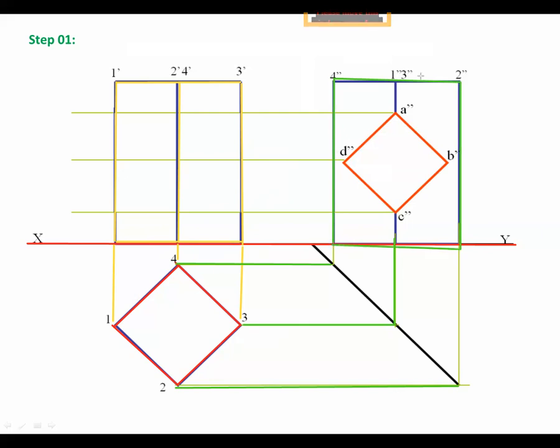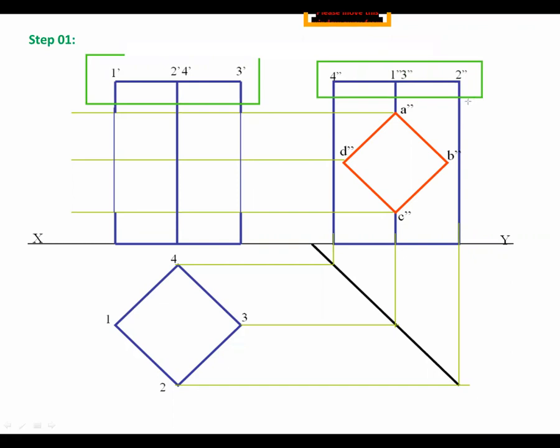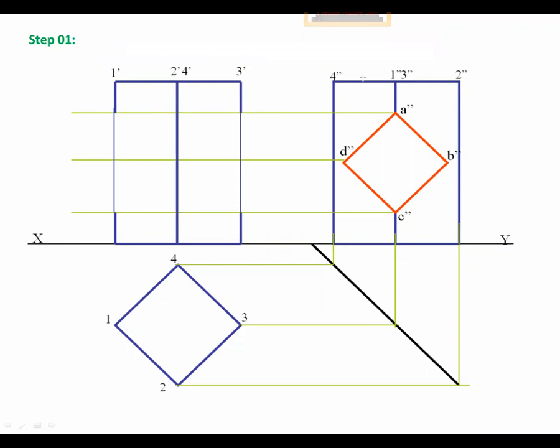Take care, in the top view we have given the numbering 1, 2, 3, 4. In the front view we have given the numbering 1 dash, 2 dash, 3 dash and 4 dash, and in the side view we have given the numbering 1 double dash, 2 double dash, 3 double dash, and 4 double dash. Okay, this is the first step. What we did, we have drawn the front view, top view, and side view of the vertical square prism standing on the ground floor on its corner base.